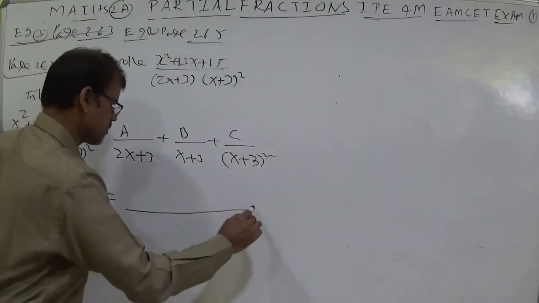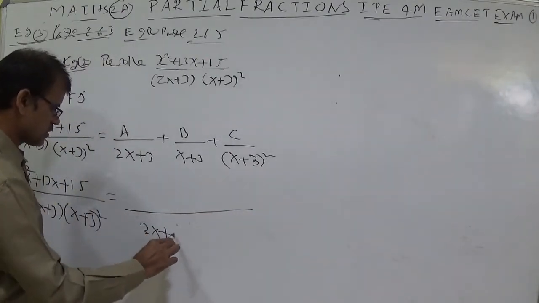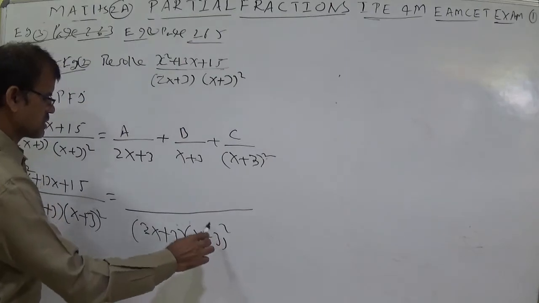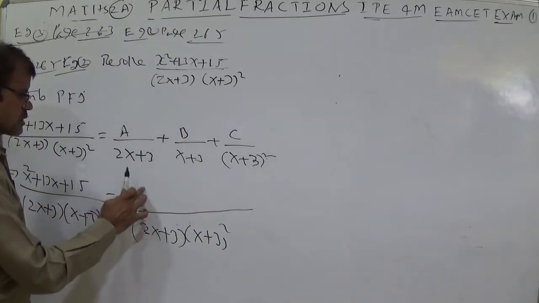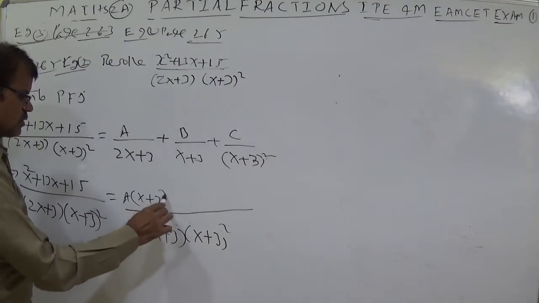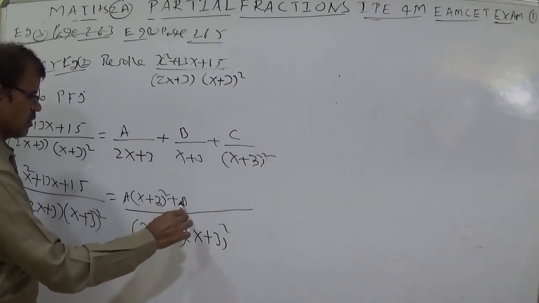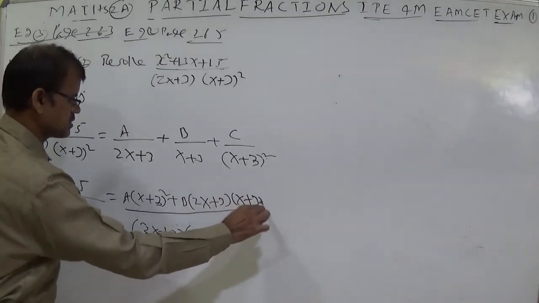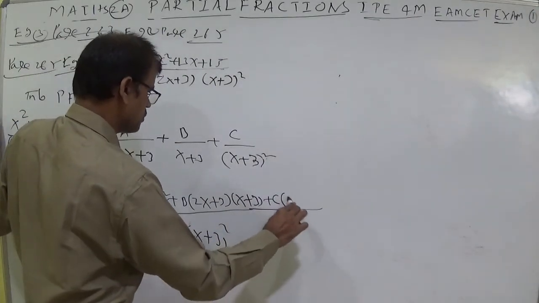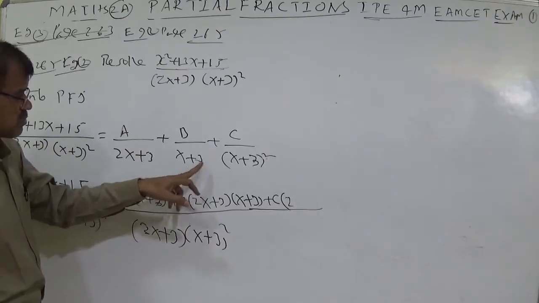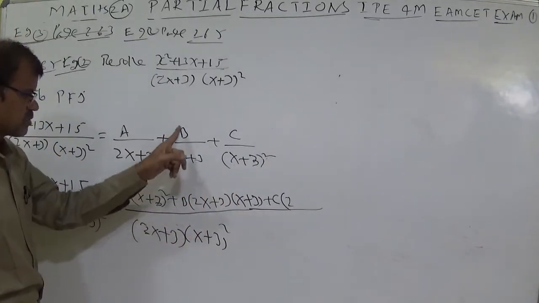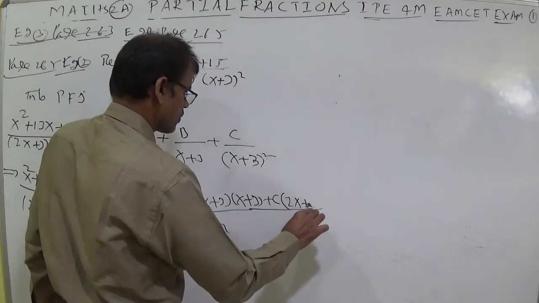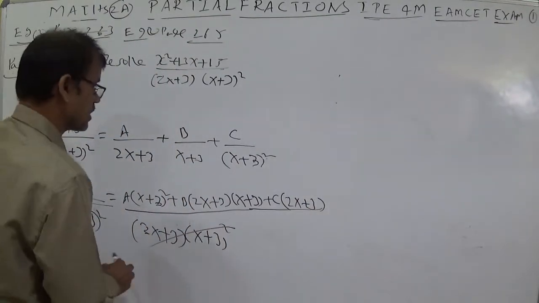Taking the LCM, students, the full denominator depends upon the factors. (x + 3)² is there. Here A into (2x + 3) will not work. So you write A(x + 3)² plus B(2x + 3)(x + 3) plus C(2x + 3), because (x + 3)² is divided by (x + 3) times and 2x + 3 remains. The denominator will get cancelled.